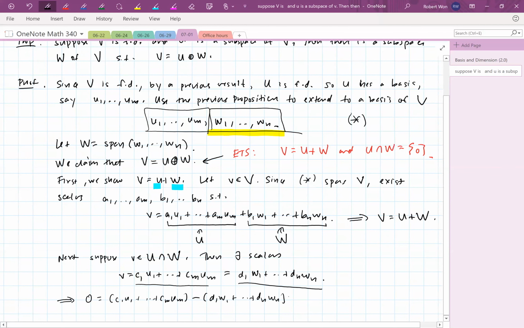Well, now, again, star is a basis, which means that star is a linearly independent list. And if you look at this last equation we wrote, this is a linear combination which equals 0, a linear combination of linearly independent vectors. So since star is linearly independent, this implies that all the C's and all of the D's are 0.